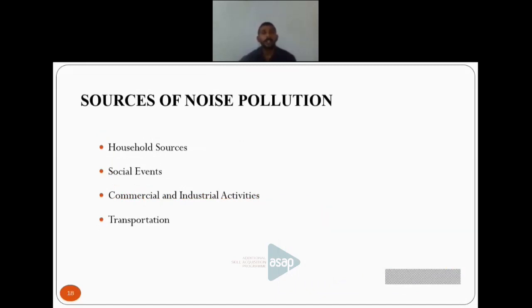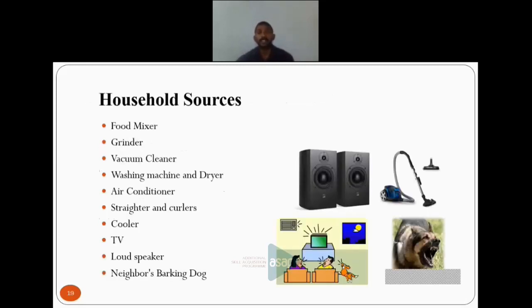Next we can move to the sources of noise pollution. That includes household sources, social events, commercial and industrial activities, and transportation. Household activities are those in the house itself, where sounds come from the food mixer, grinder, vacuum cleaner, washing machine, dryer, cooler, TV, loudspeaker, or even a dog barking from a neighbor's house. That all comes under household sources.